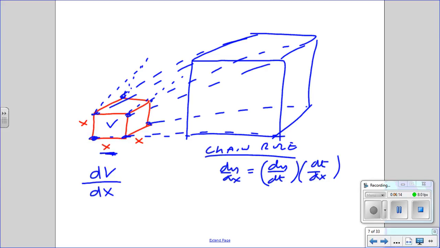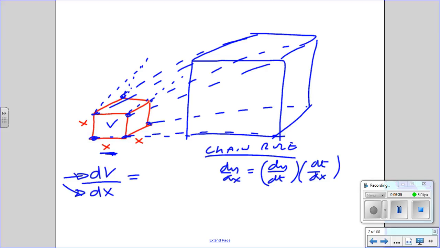Can we see that over time, this box is growing bigger, isn't it? So what I'm saying here is that as the volume changes, dV by dx, the length x changes, doesn't it? So the volume is changing as x changes.